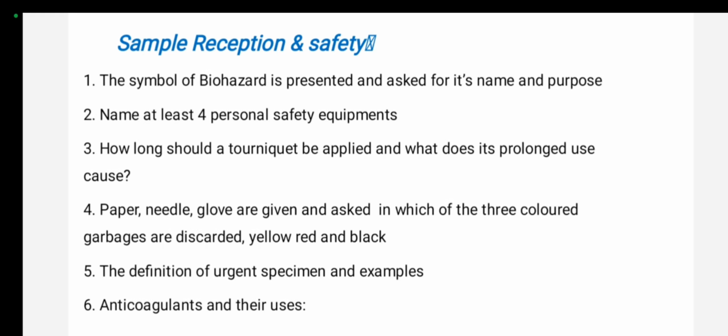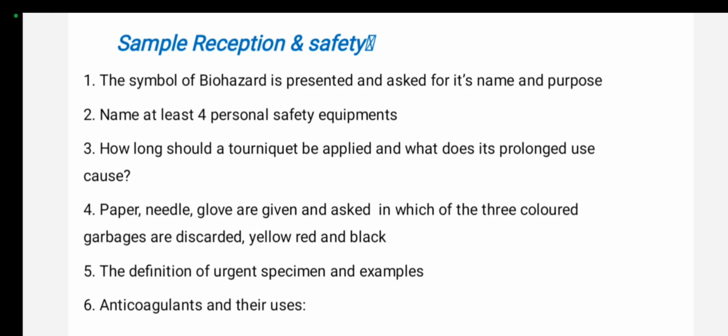Another thing is we may be asked to define urgent specimen rejection criteria. This is also very common. We have to clearly state which kind of samples are urgent, and why. For example, blood and CSF are urgent. Why? We have to mention it. Other thing is we may be asked to state the sample rejection criteria. This is also very common.